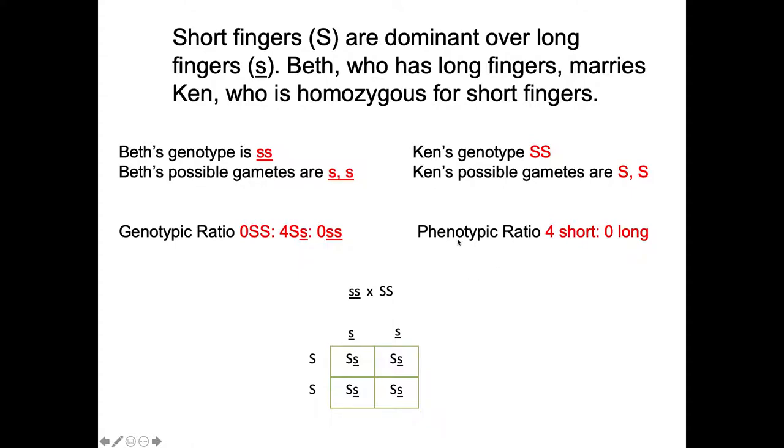And then next, we need to find out what the phenotypic ratio is. So here, since each of them will have a dominant allele for short fingers, we get 4 short fingers to 0 long fingers. So it's a 4-to-0 ratio. And it's very important that you put short and then long afterwards. Because if you just put 4-to-0, it's unclear whether it's 4 short to 0 long or 4 long to 0 short. So it's important to put 4 short, dot, dot, 0 long.